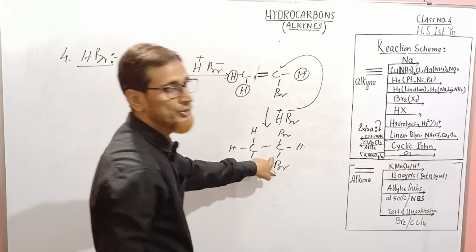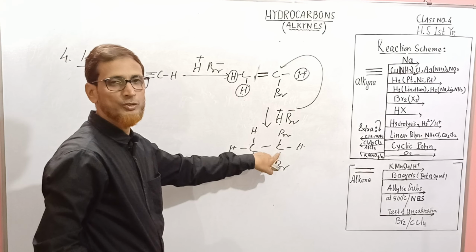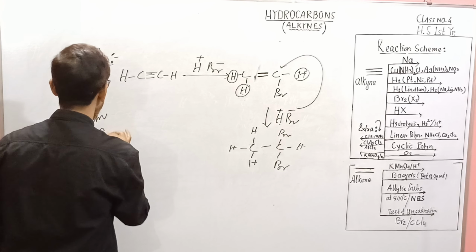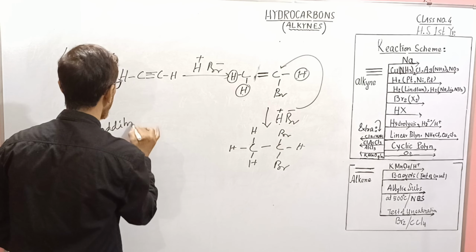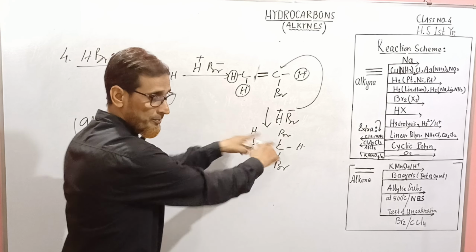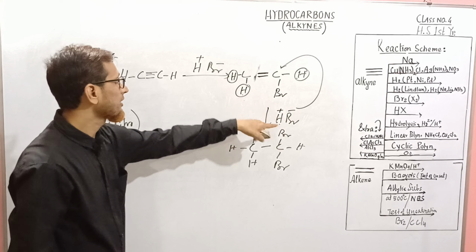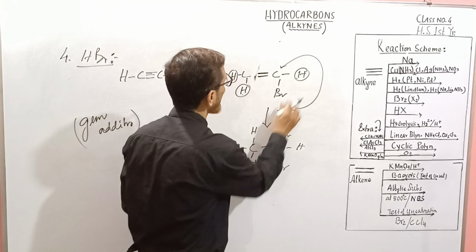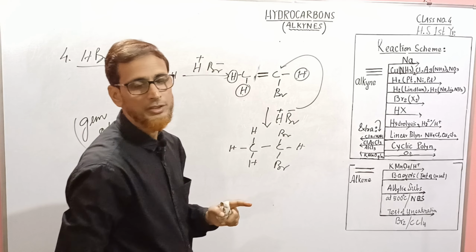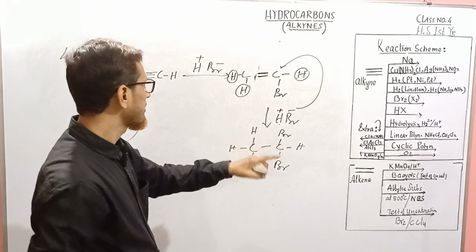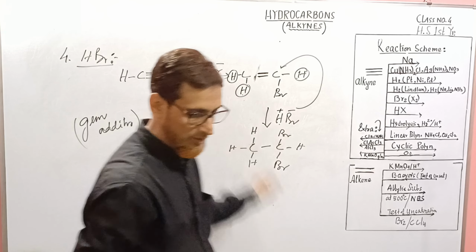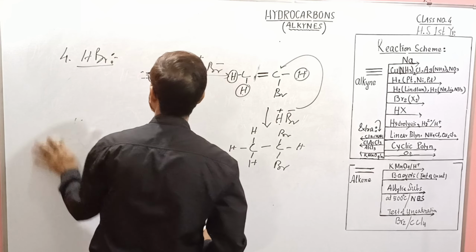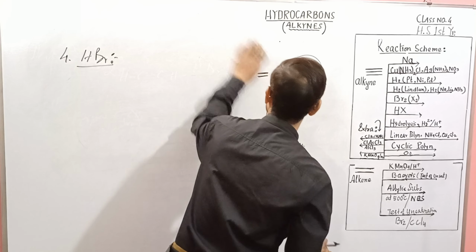So that addition is called gem addition, G-E-M. Gem addition means addition of halide on the same carbon. Minutely follow this part, otherwise you yourself cannot add wherever you like. H is here and Br is here. The answer will not be like this. The answer will be as given by Markovnikov. This part is a bit tricky.